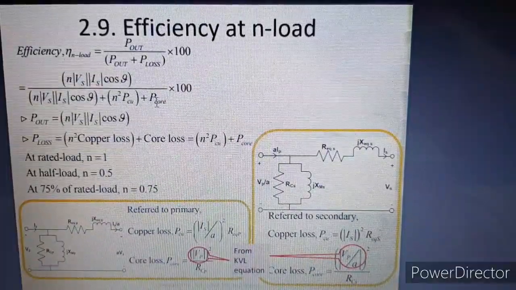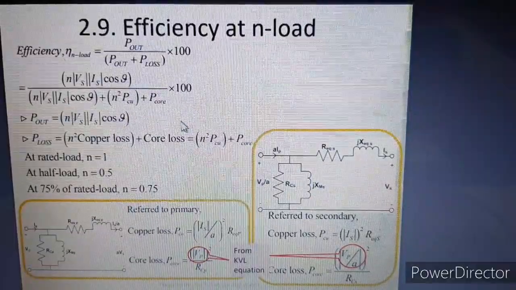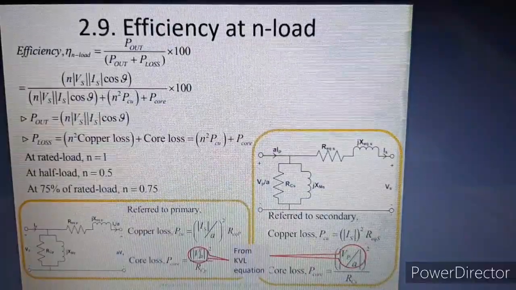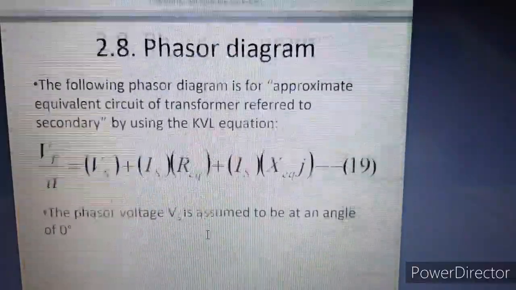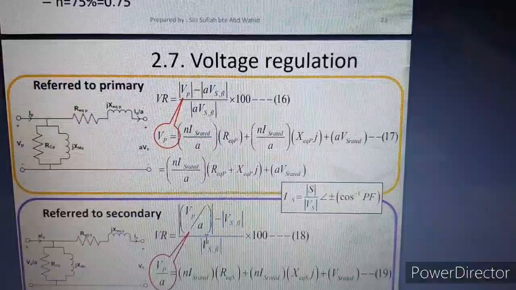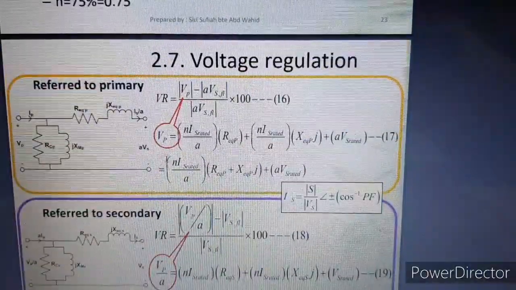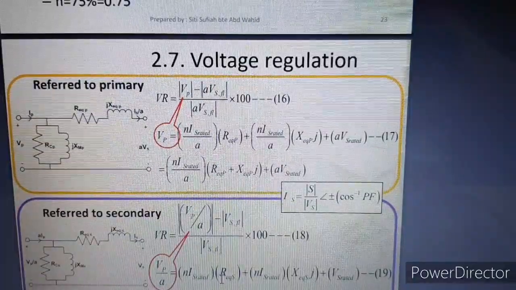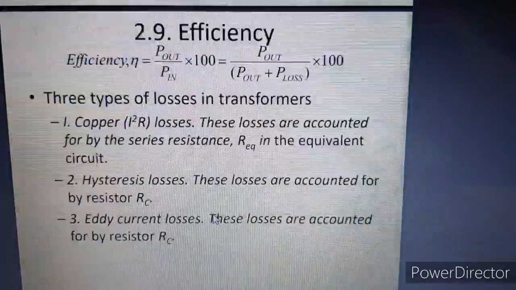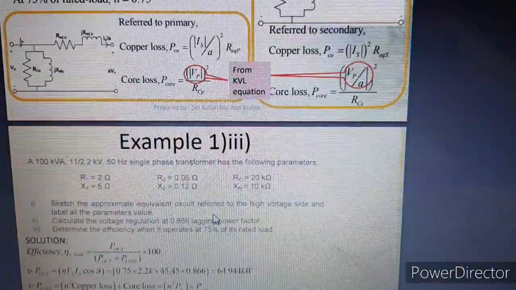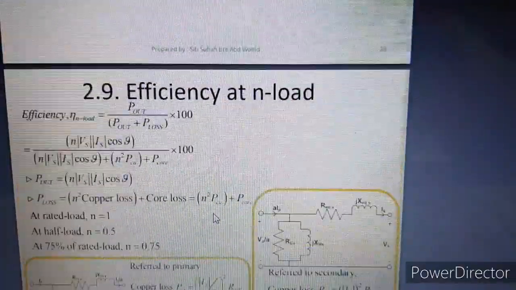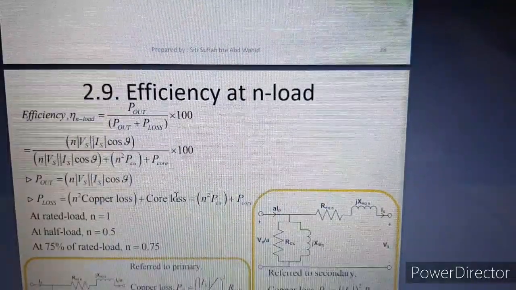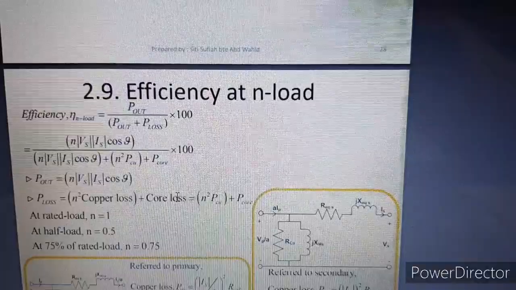So for P core, why don't we have N for core? Because we didn't have the term IS here, but actually we have already included the N when you calculate the KVL. We have already inserted N in front of IS. So basically efficiency equals P out over P out plus P core loss plus P copper loss.